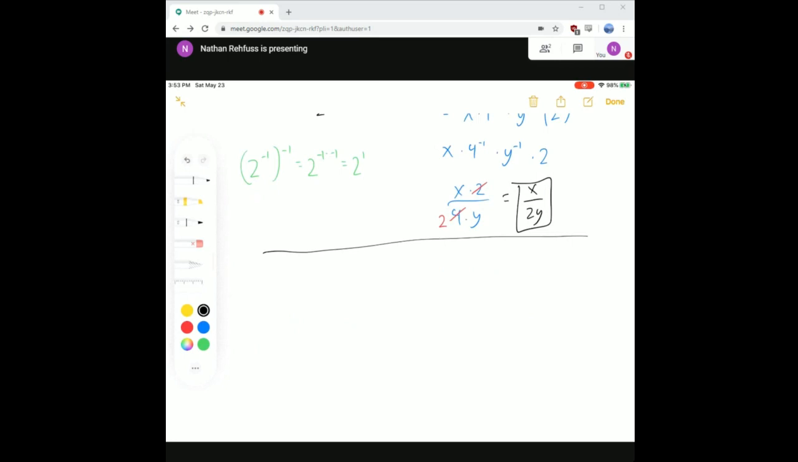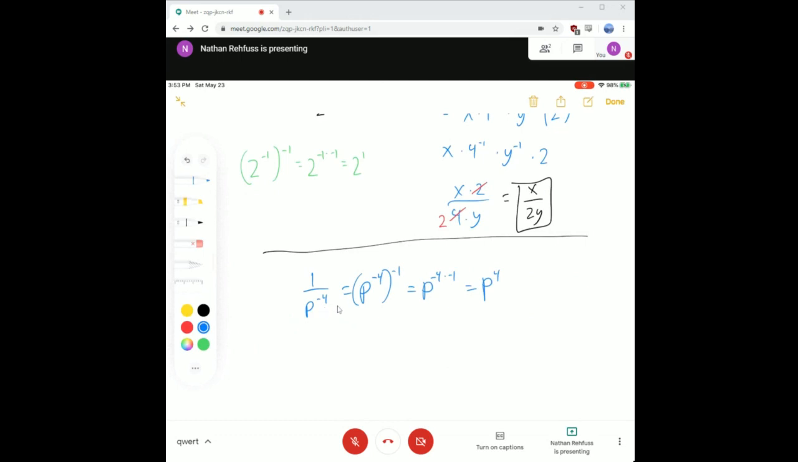What if I said I had 1 over p to the -4? What would that be? Well, this is the same as p to the -4 to the -1, right? And that's nested exponents, so it's p to the power of -4 times -1, which is p to the 4. An exponent of -4 in the denominator is the same as an exponent of +4 in the numerator. In the future, you can just go from the first step to the last step now that you see that.